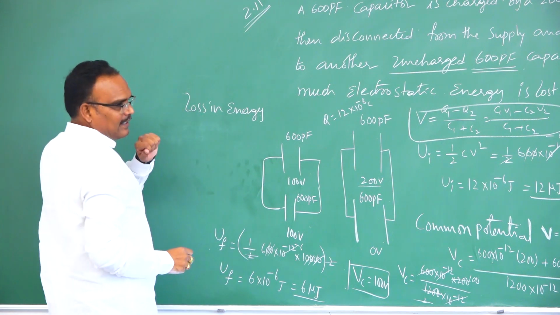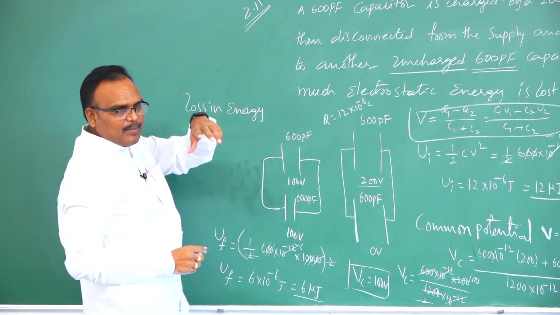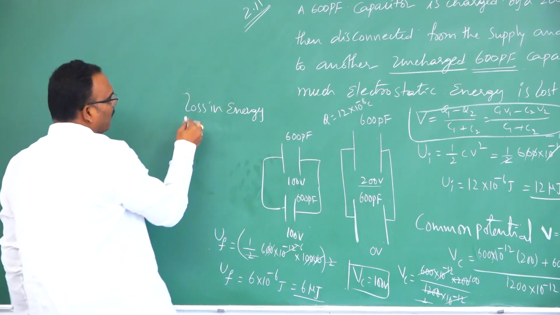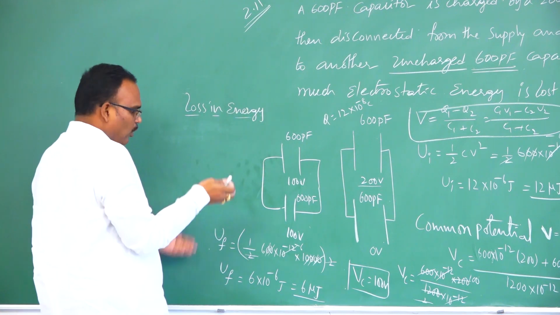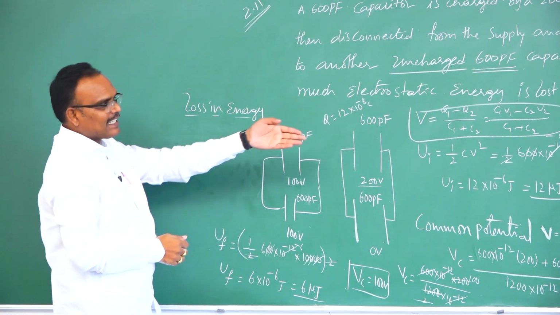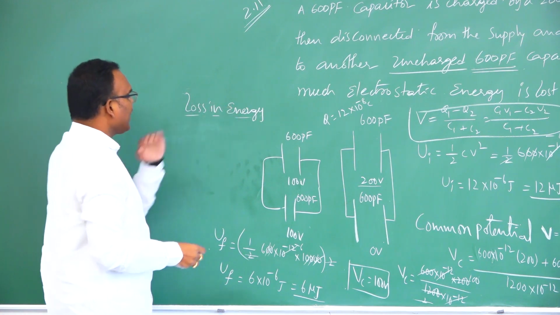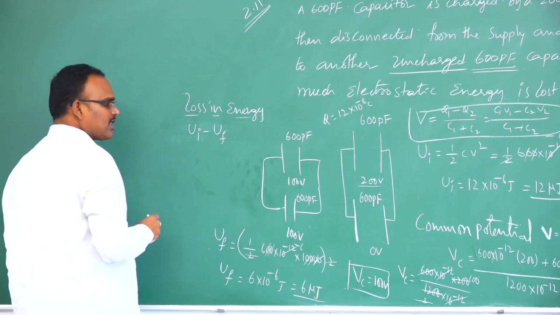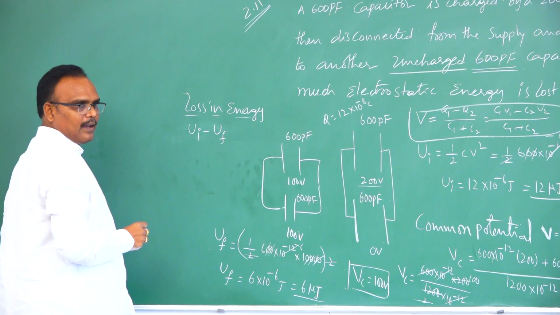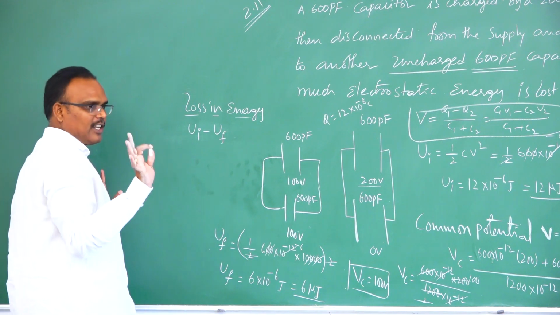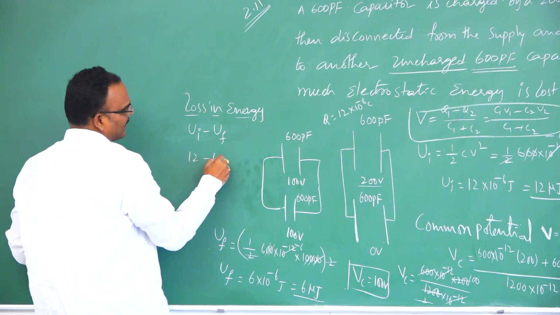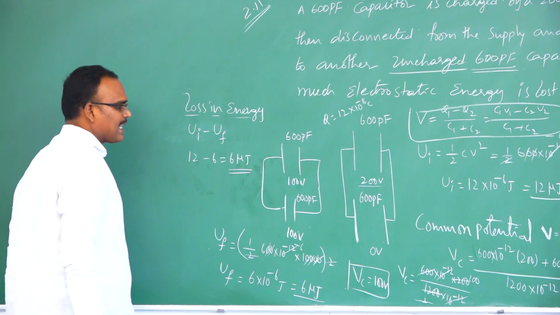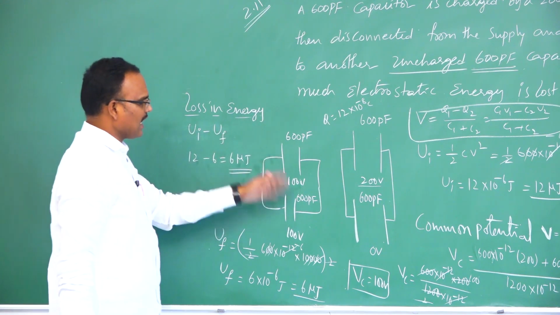See here, change in energy means final energy minus initial energy, that you will get as change. But we are calculating loss. We know that final energy is lesser than the initial energy. So loss in energy, when you are calculating, will be calculated as initial energy minus final energy. Difference in energy means final minus initial only. So 12 microjoule minus 6 microjoule, you will get 6 microjoule. This much amount of energy is lost due to transfer of charge.